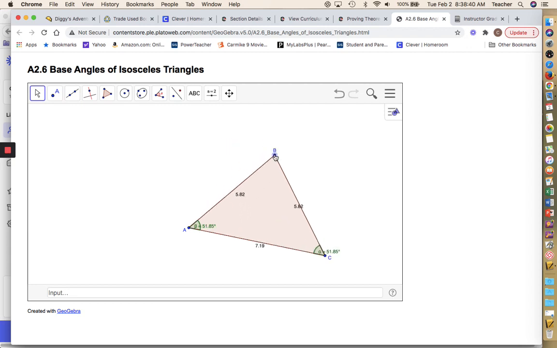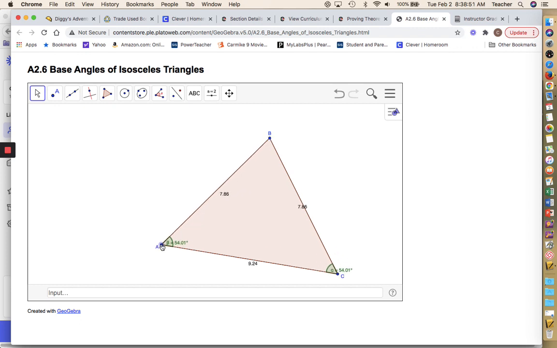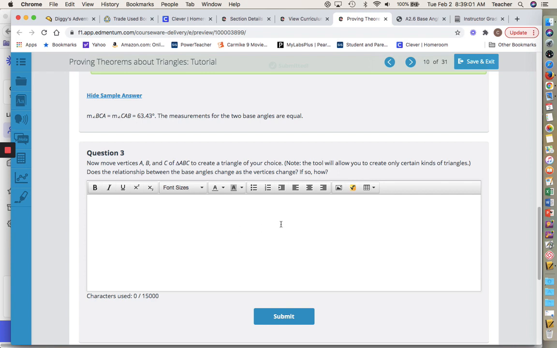Okay, it makes it stay isosceles. Look, these two base angles are staying the same, and the two sides are staying the same. So it's letting me move things. It's just not letting me change it from isosceles. So no matter where I move it, the two base angles are the same, the two sides are the same. The base angles remain equal of this isosceles triangle.